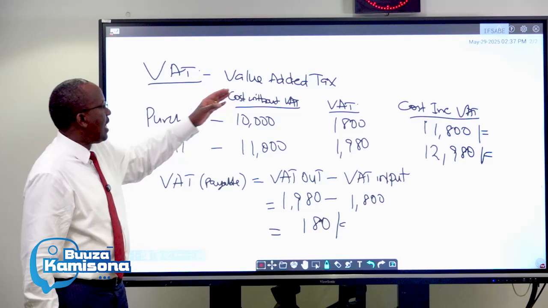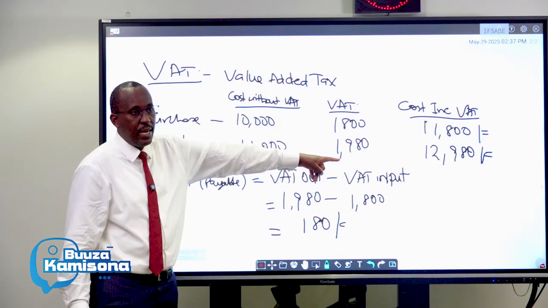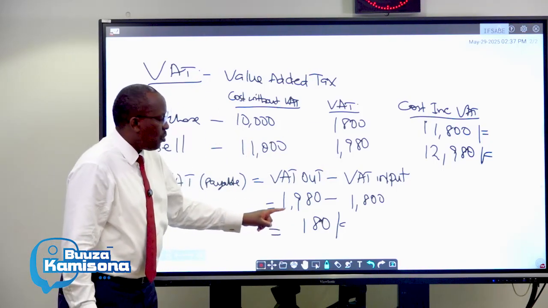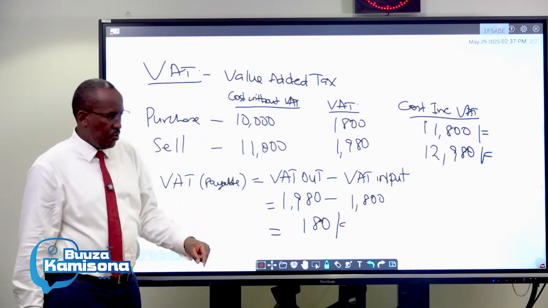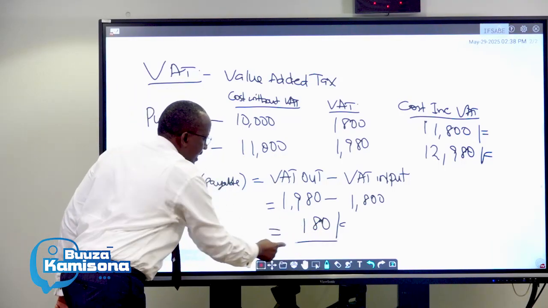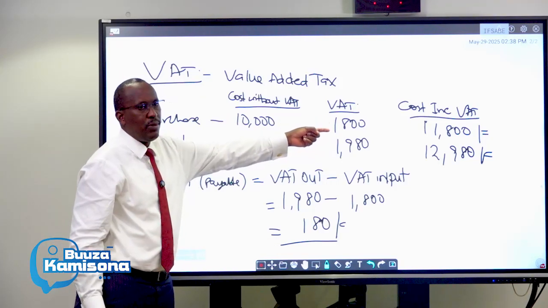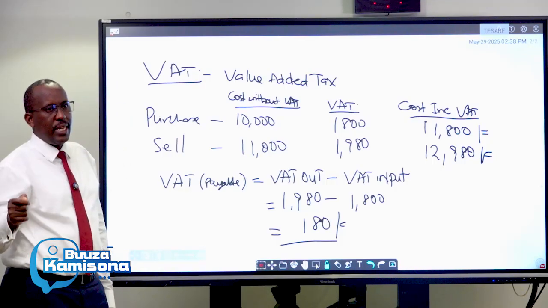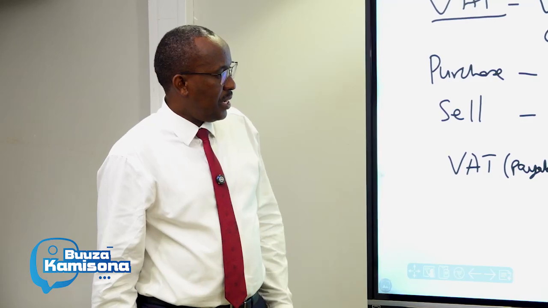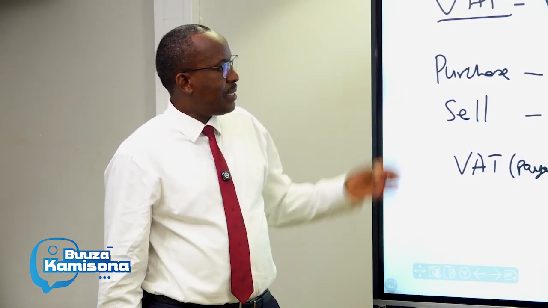VAT is not the entire 18% charge, because the entire 18% charge would have been 1,980. But because VAT is a consumer tax paid by the final consumer, what you give to URA is 180 shillings. What you paid at the point of purchase must be first recovered from what you collected at the point of sale. Now, this looks a complicated thing to calculate, even as much as I've tried to use a basic example.